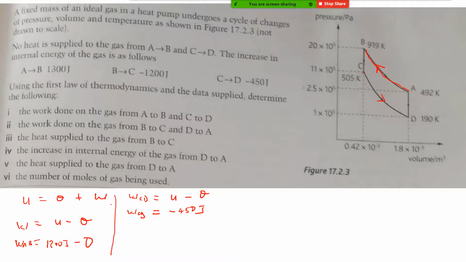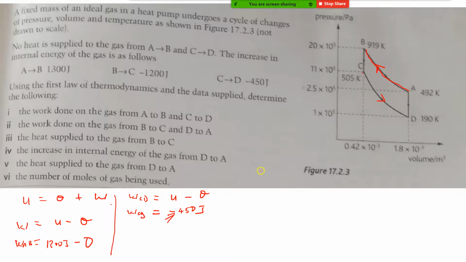When we look at C to D, the gas is expanding, which means that the work should really be negative, right? So that's how we can see that the work here from C to D pans out to be minus 450 joules because of what is happening to the gas at that point.